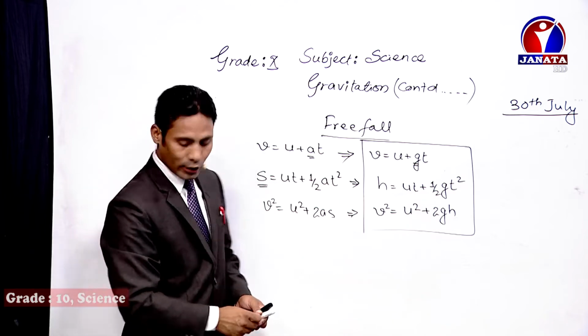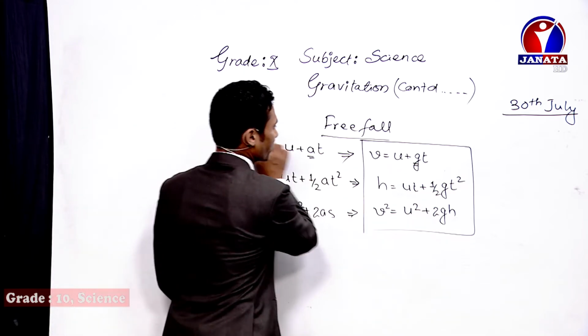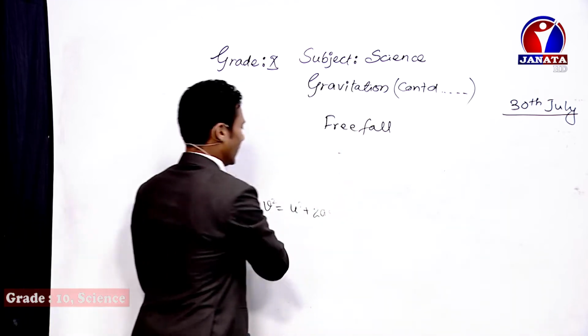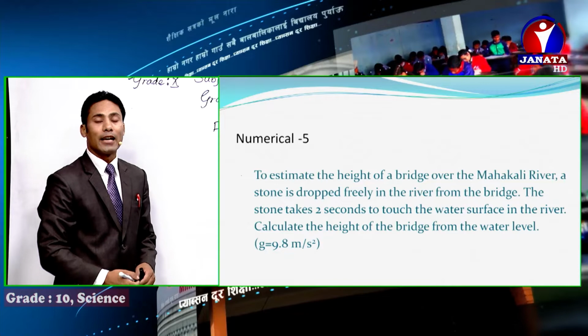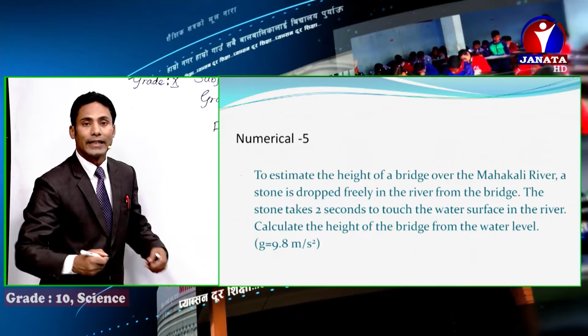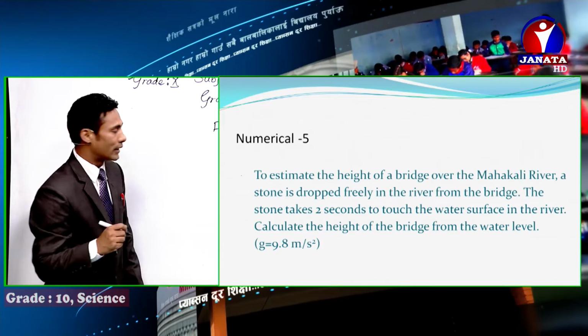Okay, so let's try one numerical problem related to this. You can see the question on the screen. The question is like this: to estimate the height of the bridge over the Mahakali River, a stone is dropped freely into the river from the bridge, and the stone takes 2 seconds to touch the water surface. Then calculate the height of the bridge from the water level. The value of small g is given as 9.8 meter per second square. So let's solve this numerical problem.